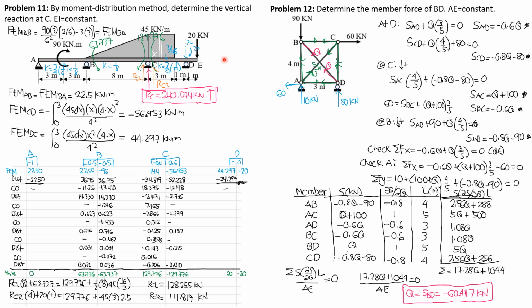Just this December 2023. Problem 11: by moment distribution method, determine the vertical reaction at C. EI is constant. So first, let's compute the fixed moments at each segment of the beam.